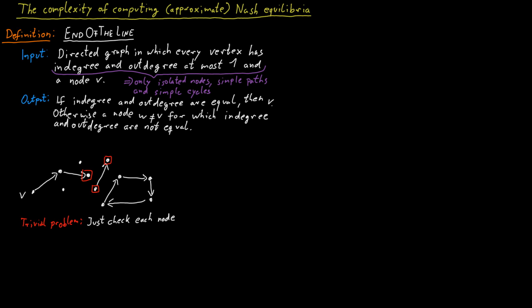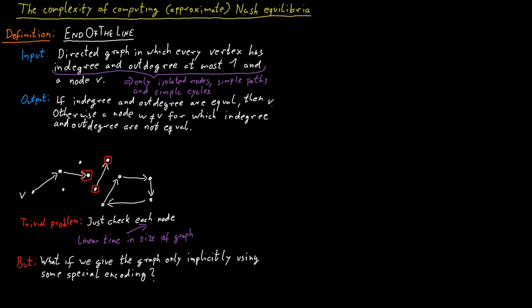And how much time does this take? Well, you just need to check each node once, and you can make each check, say in constant time. So this will just require linear time in the size of the graph. So that's very fast. So to make this problem interesting, we have to encode the input in a different way. And this input representation that I assumed here was that the graph is given in explicit form. But what if we encode the graph in an implicit way?